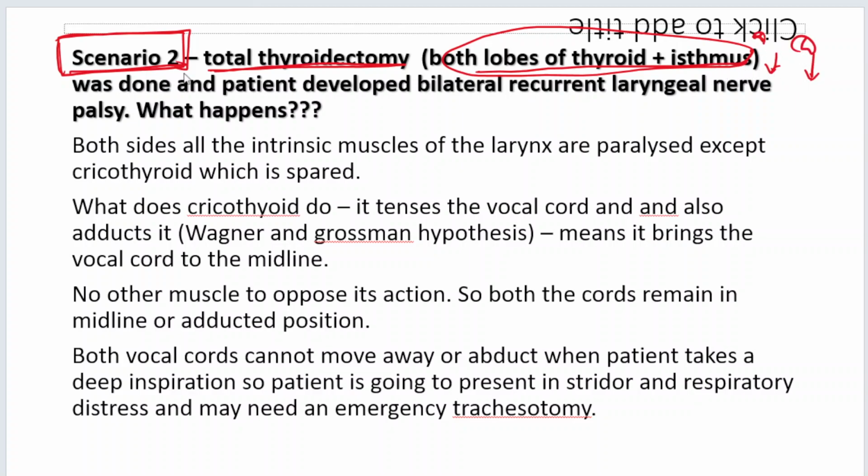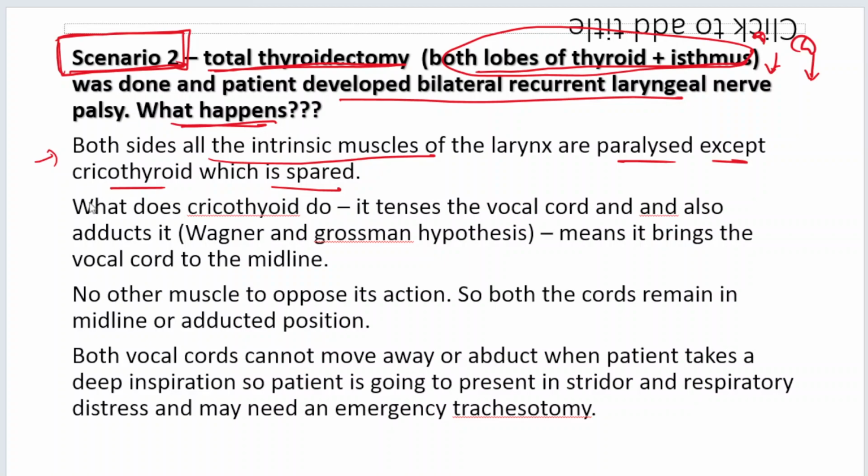So there is a chance that the patient develops bilateral recurrent laryngeal nerve palsy, and in this particular patient, he did. What happens? The same thing applies again. On both sides, all the intrinsic muscles of the larynx are paralyzed except the cricothyroid, which is paired. Both sides' cricothyroids are functioning now. The other muscles have gone. They are paralyzed.